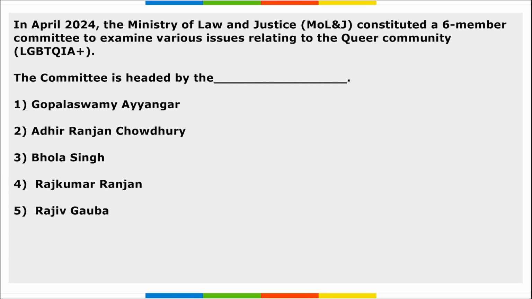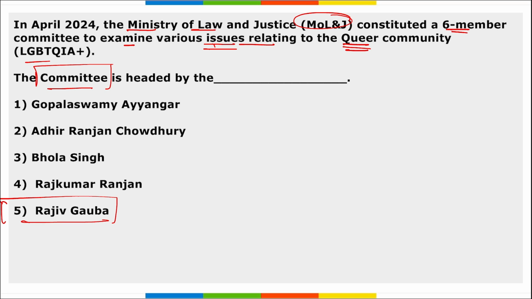Next, the Ministry of Law and Justice constituted a 6-member committee to examine various issues relating to the queer community. The question asked here is, who heads the committee? This committee is headed by Rajiv Gauba. Take a note of this. The committee will work for the rights of the bisexual, transgender, intersex, lesbian and queer community, and make sure that no discrimination or injustice is done to these communities.